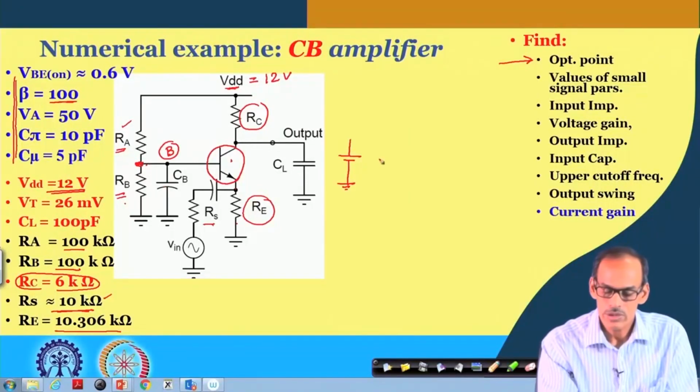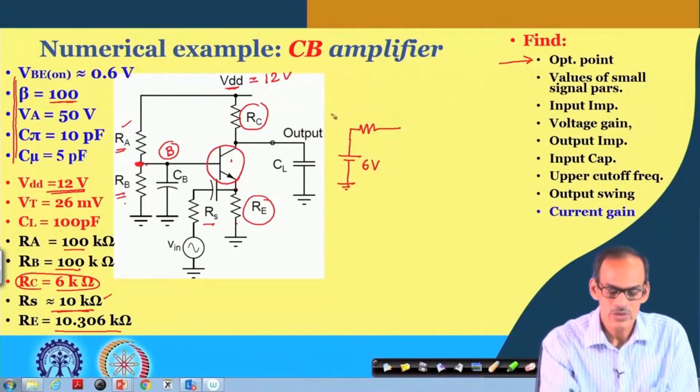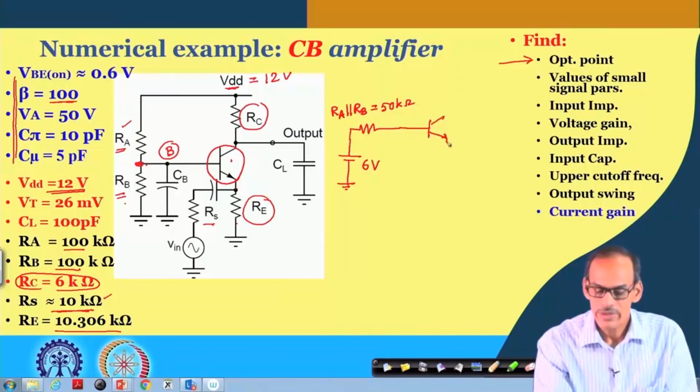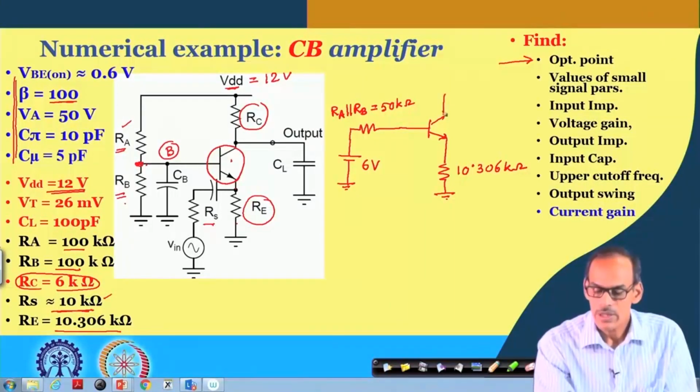This 6 volt is the Thevenin equivalent voltage in series with the Thevenin equivalent resistance, which is R A in parallel with R B, incidentally 50 kilo ohm, and then it is going to the base of the BJT. Then at the emitter, DC wise, we do have R E here, and it is 10.306 kilo ohm.